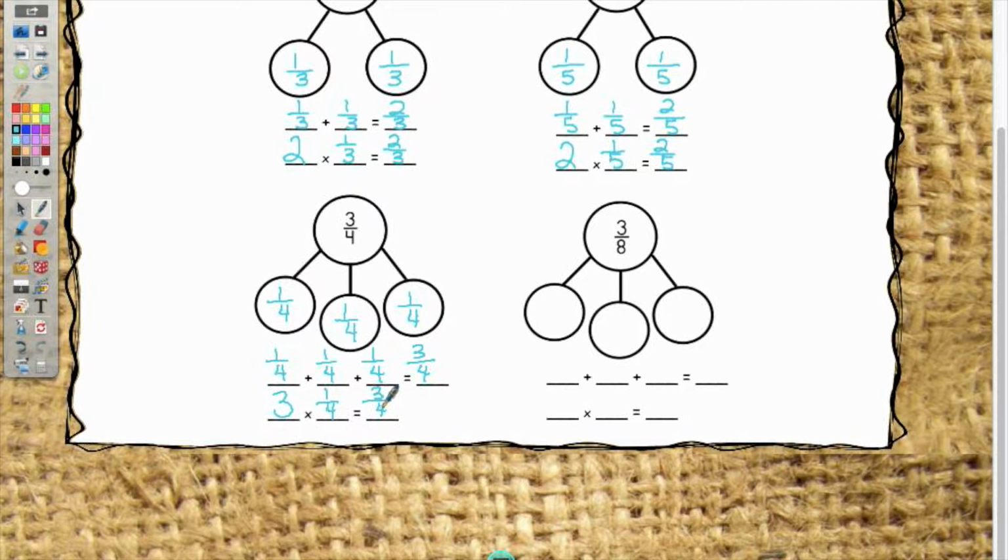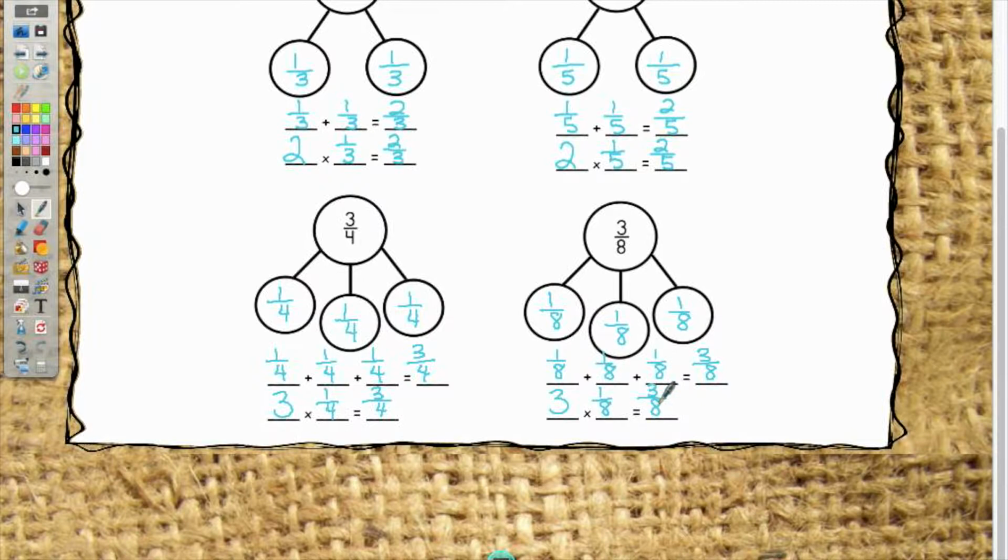The next one is, she's not here, Lexi's gone again. Uridia, help me with this one. 1/8 plus 1/8 plus 1/8 equals 3/8. 3 times 1/8 equals 3/8. Good.